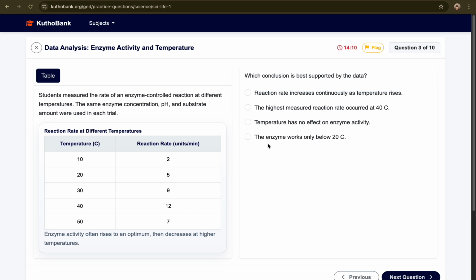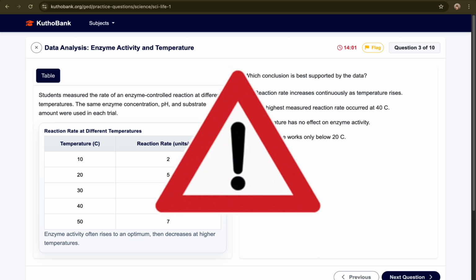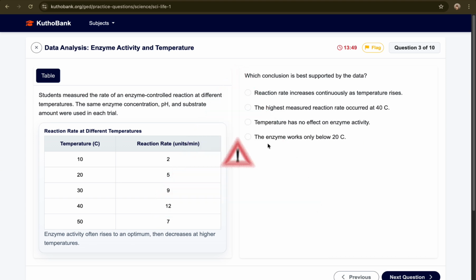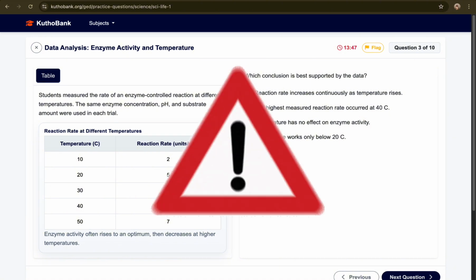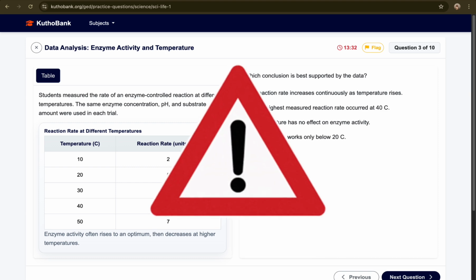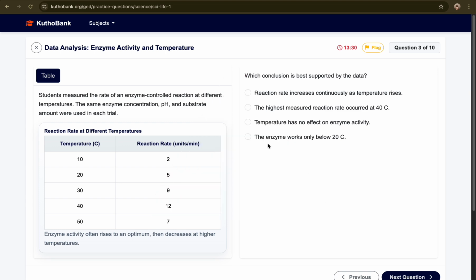So this is wrong. Here is a tip. This is very important as well. You have to watch out for extreme words like only, always, never, all. These are usually wrong about 90% of the time in GED questions. So back to the point, the final answer is choice B. So go ahead, select B, and that's it for this question.